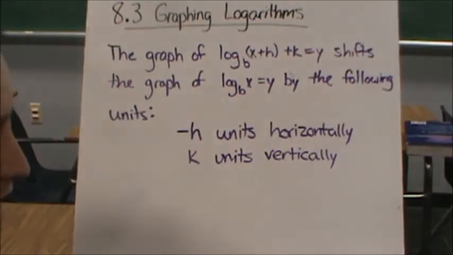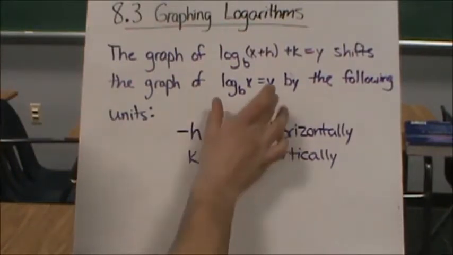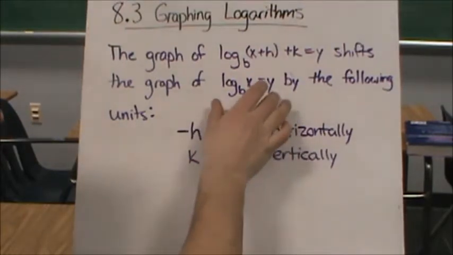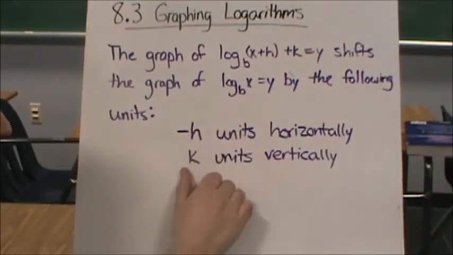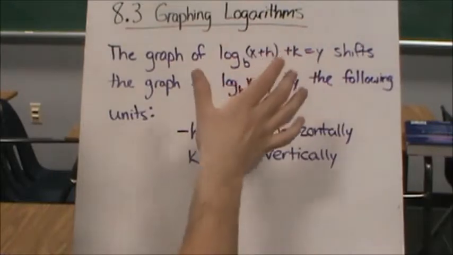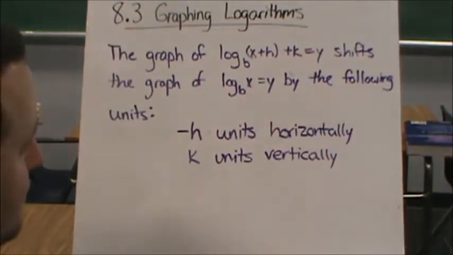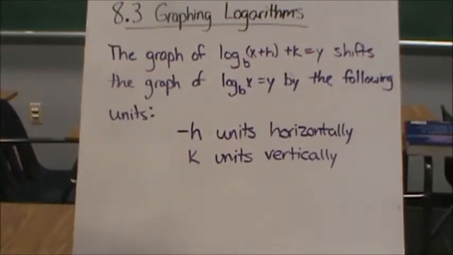For our purposes, we're not really going to be doing that, but that's what you would do when you would apply the order of operations if you're going to actually try and find what y actually is. But for our purposes, we're going to go ahead and graph log base b of x equals y, the quote-unquote parent function, and just shift it negative h units horizontally and k units vertically, to satisfy what the rule will be for our function, or whatever logarithmic function we're asked to graph.